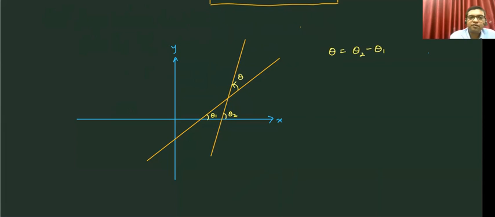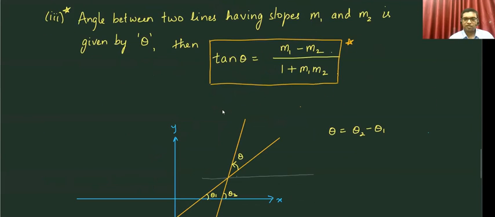Correct? Because if you draw a line parallel to the x-axis, this is not the x-axis, it is parallel to the x-axis, from the point of intersection of the lines. So this angle is theta 1 and this whole angle is theta 2. Look at the corresponding angles. So this theta is theta 2 minus theta 1. Okay, I made a mistake.